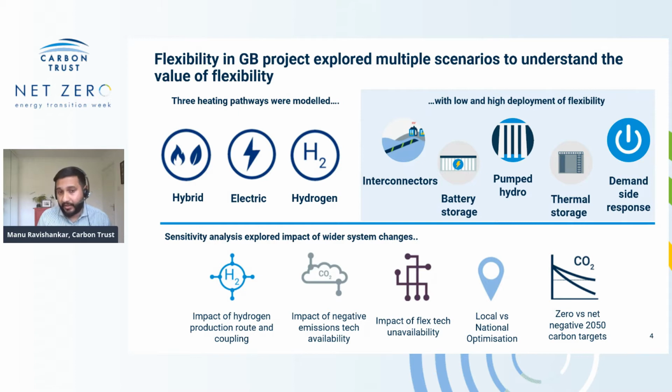Given there is a range of flexibility technologies, as I've just mentioned, we also looked at the impact of flexibility technology availability. So what happens if we do not have demand side response? What happens if batteries become more expensive than we think they might get? And what happens if we cannot deploy the levels of thermal storage required? We also look at another key aspect of systems modeling, which is what is local benefit and what is national benefit, and how do we find a balance between the two. And finally, we also looked at having a zero and a net negative carbon target for 2050 to look at the implications for the energy system and also for the whole system cost.